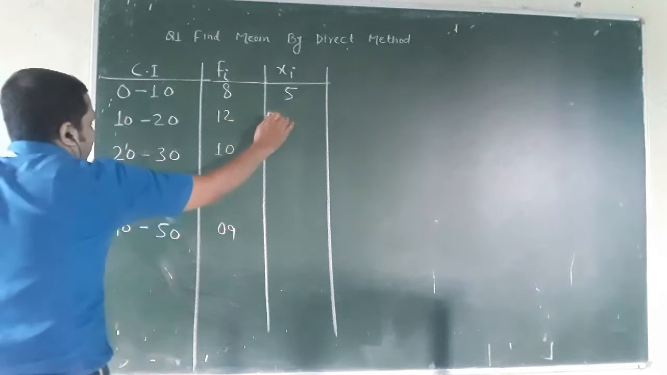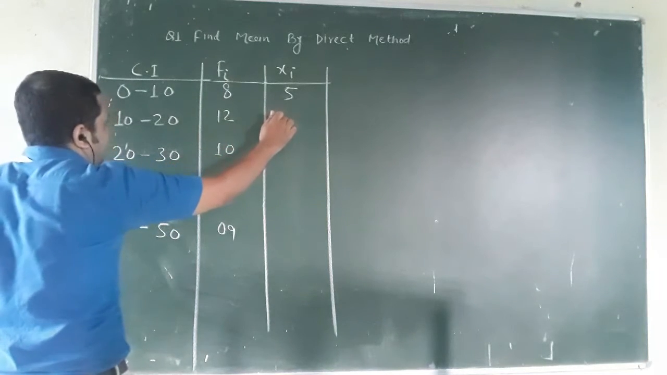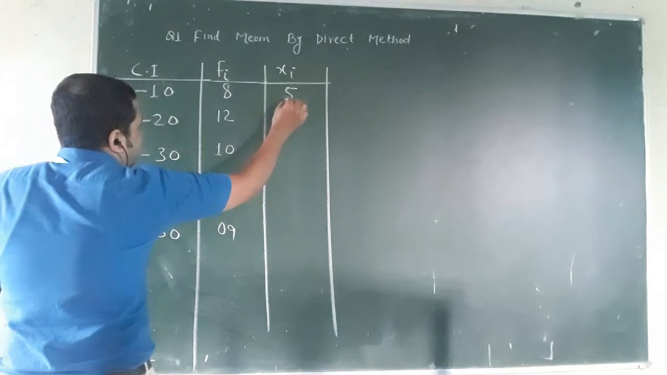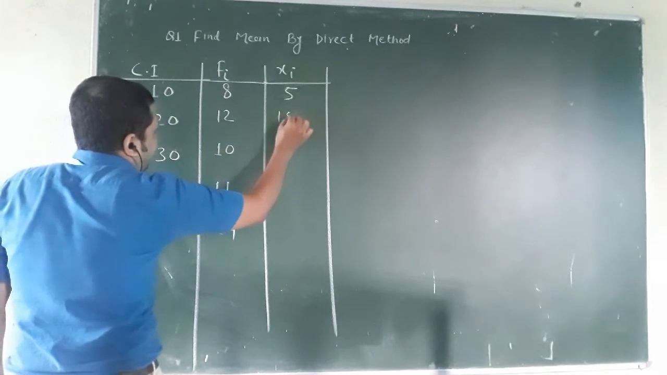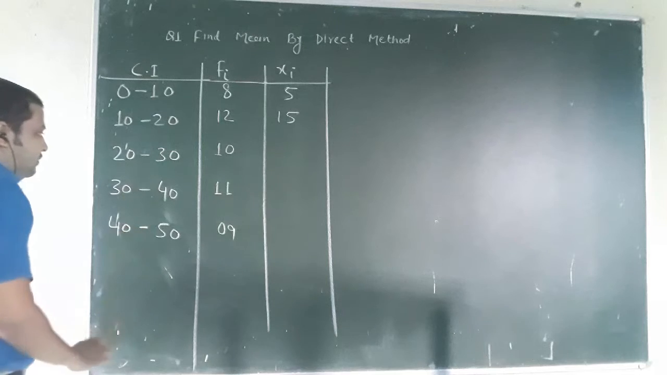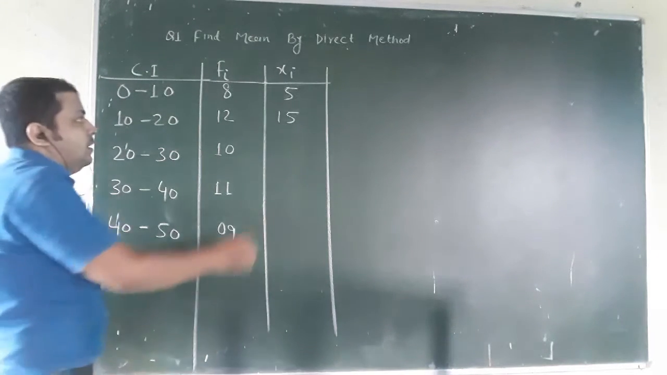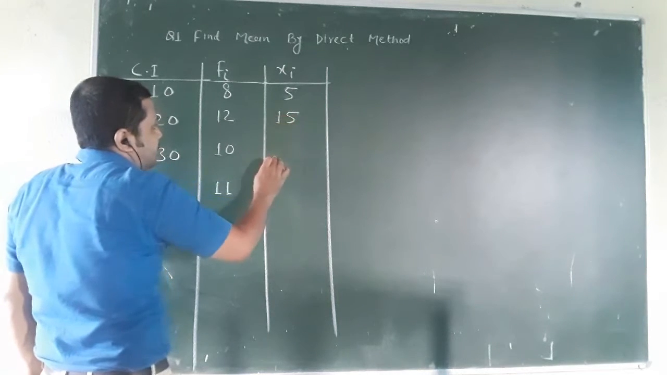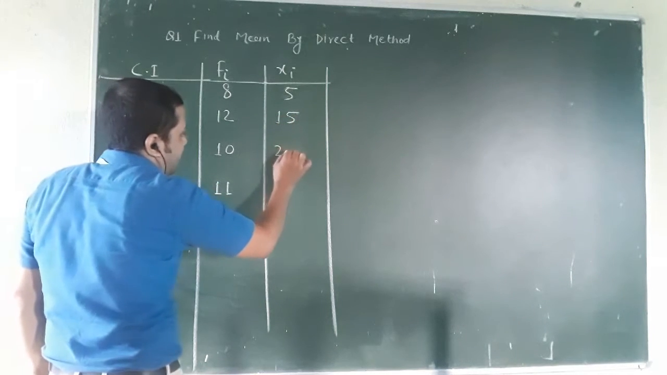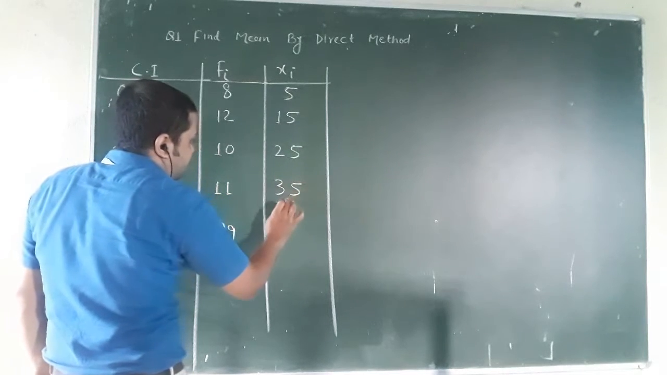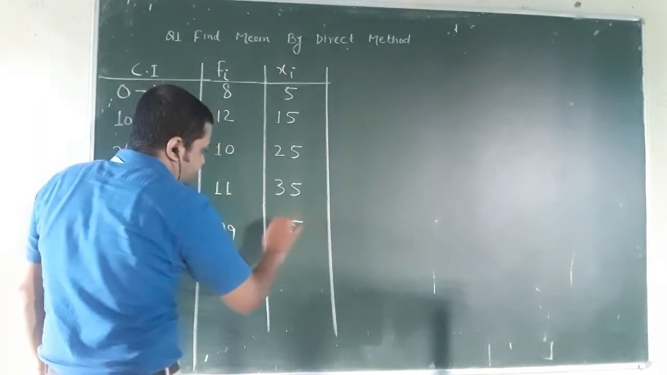The second, how will you find the xi of this one? Just add 10 here, so it will be 15. Why 10? Because 10 is the common difference in each class interval. That's why we have to add 10 here. For this one we add 10, so 25. For this one we add 10, so 35. For this one we add 10, so 45.